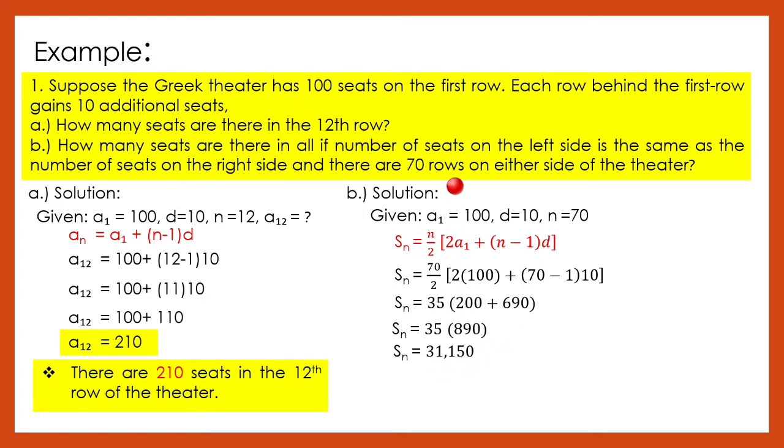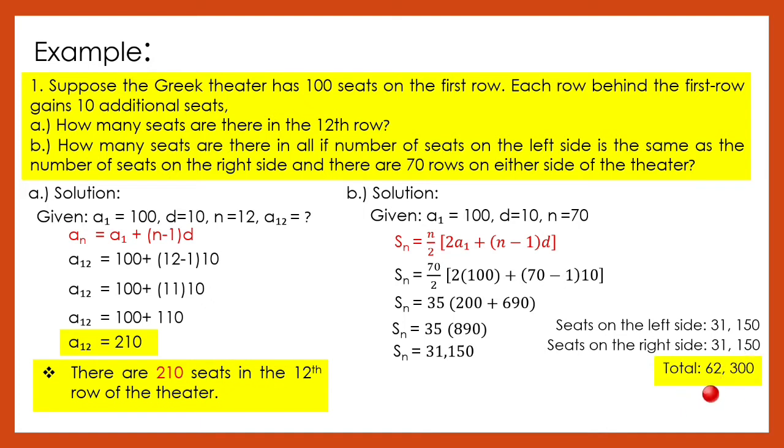Ito pa lang yung nasa left side. Ang sabi sa problem natin, the number of seats on the left side is the same as the number of seats on the right side. So, kung merong 31,150 na seats sa left side, therefore, meron din tayong 31,150 na seats sa right side. Then, ito total natin, we have 62,300. Therefore, there are 62,300 seats in the theater.